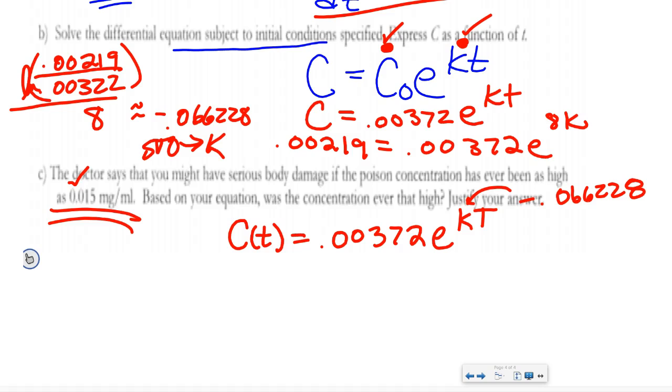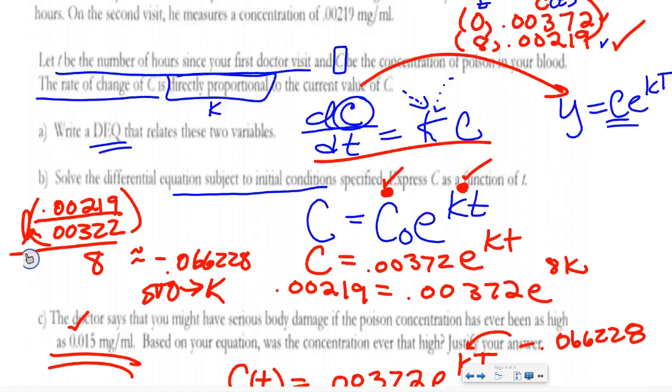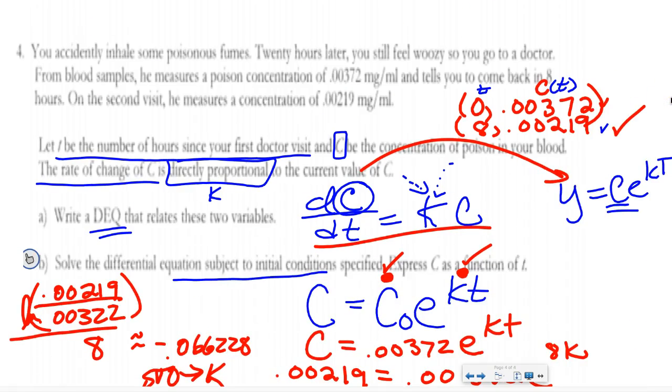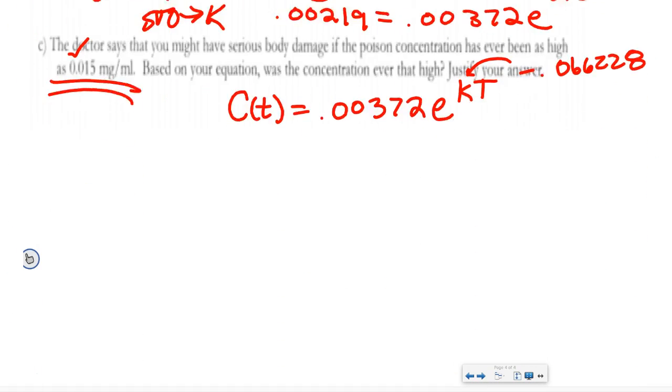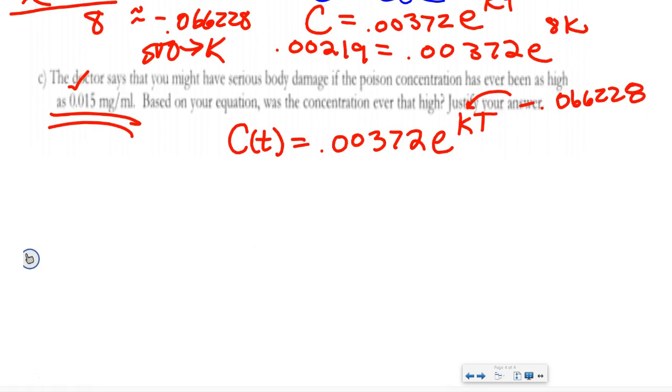You have to use a little common sense here. When would the concentration have been at its highest? And go back and read the question up at the top. When would the concentration have been at the highest? It would have been when you inhaled some poisonous fumes. When did you do that in reference to this problem? Because we need to plug in a t. I can't plug in a 20 because that'll send me 20 hours forward, when I want to go 20 hours ago. So we need to have our t send us back and use a negative 20.